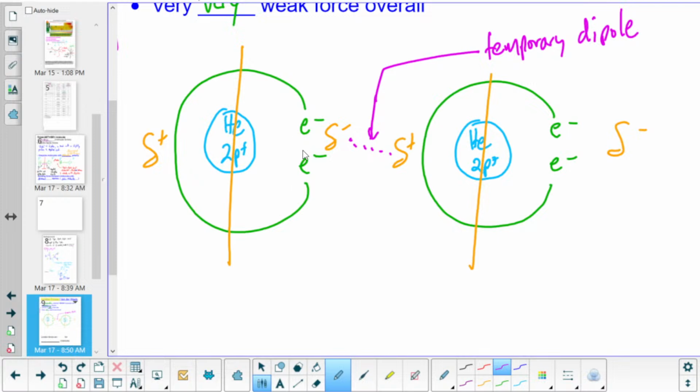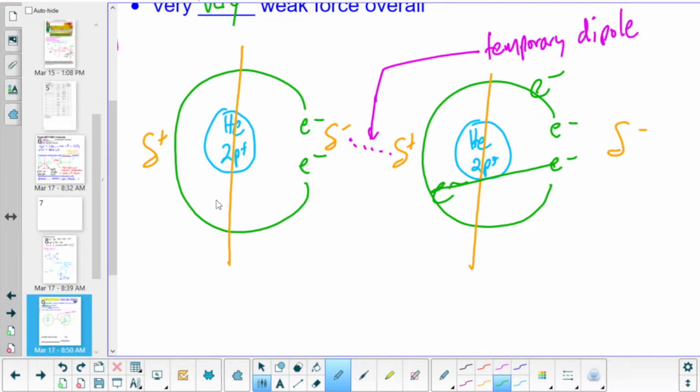Nicholas, what would happen to these electrons in the next second? Yeah. So in the next second, this electron could be over there, and that electron could be over here, and now it's basically even again. It's only when they happen to be more on one side than the other.